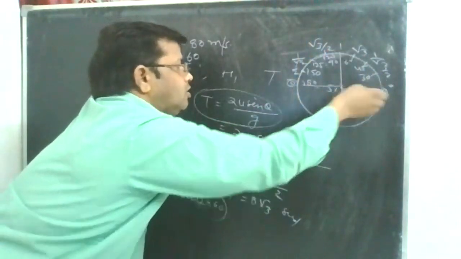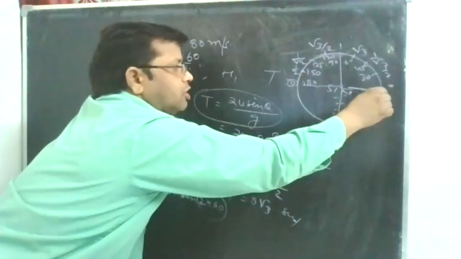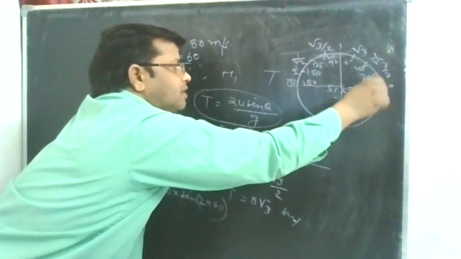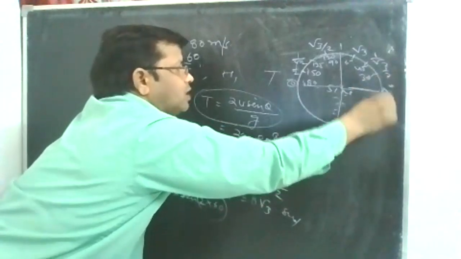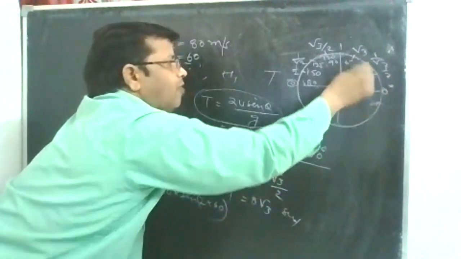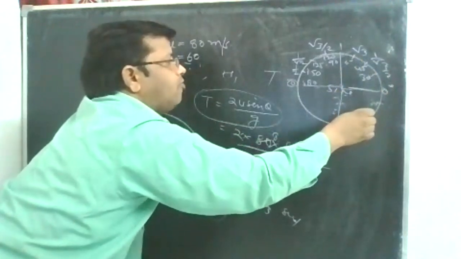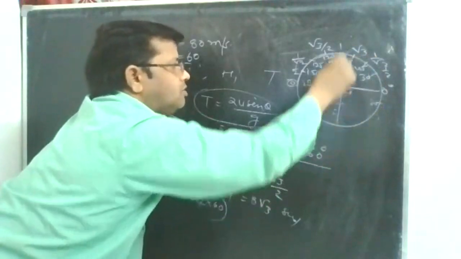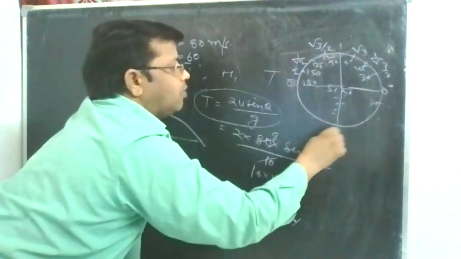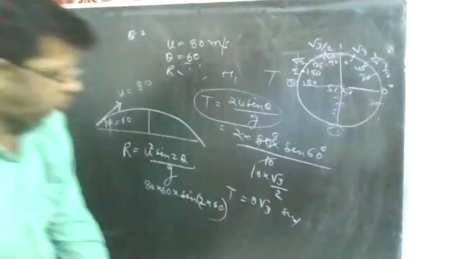Above 0, 180, 360. 360 minus 30, 330. Sine 330 is minus 1 by 2. Then 45, 360 minus 45, 315, the same value with a minus. Same value here, 270, minus 1. Like this, you can find out.